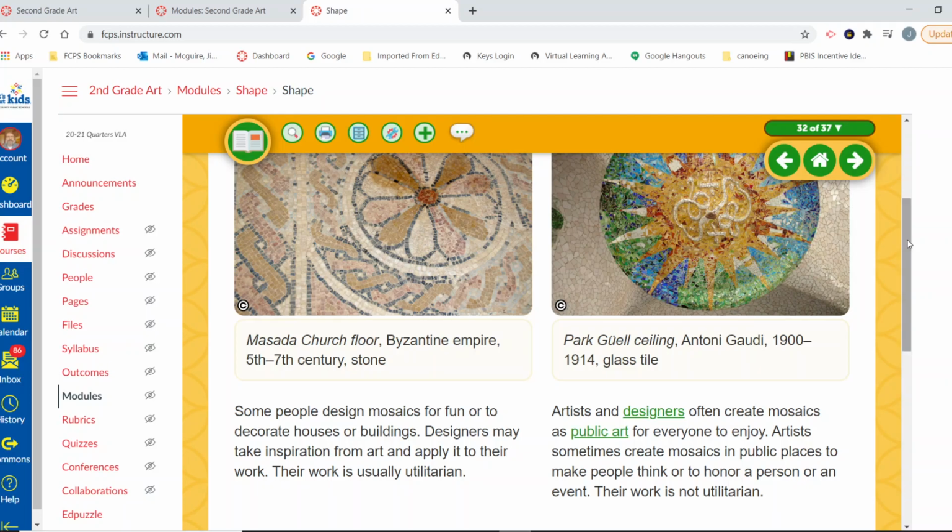Artists and designers often create mosaics as public art for everyone to enjoy. Artists sometimes create mosaics in public places to make other people think or to honor a person or an event. These types of works aren't functional or utilitarian.